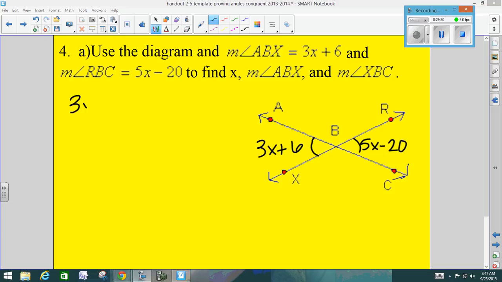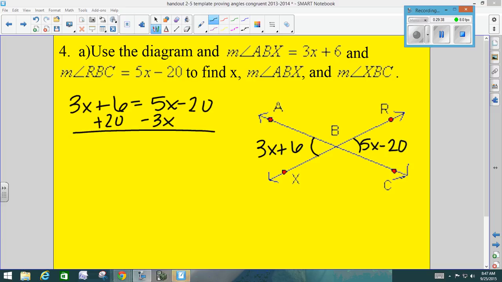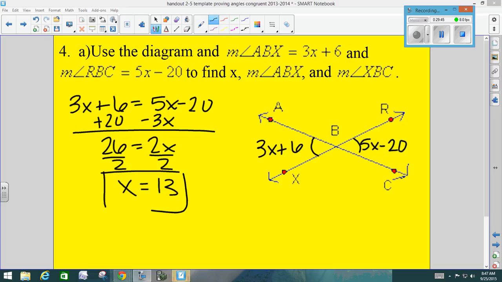So set those expressions equal. Subtract 3x, add 20. 26 equals 2x, divide by 2, and what do we get for x? 13. Good. How do I find the measure of angle ABX then? Substitute it in. 3 times 13, 39, plus 6. So the measure of angle ABX equals 45 degrees. And find the measure of angle XBC. XBC, that's the bottom blank one.